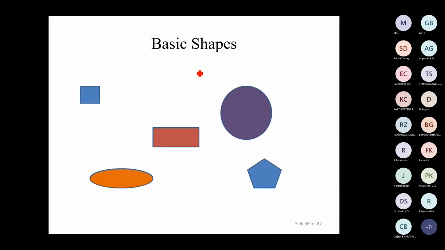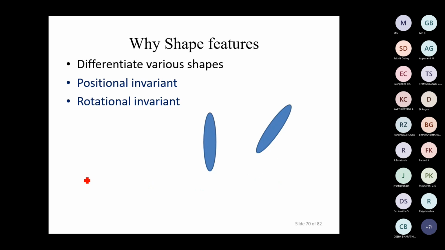For this, we have taken basic shapes and extracted various features for them. We modified the features and found that some features are effective in discriminating the various shapes. Another advantage of these shape-based measures is that they are shift invariant and rotation invariant. Whether the tumor is here or in another place, or in this position or that position, it will give the same set of values. That is the advantage of shape-based features.